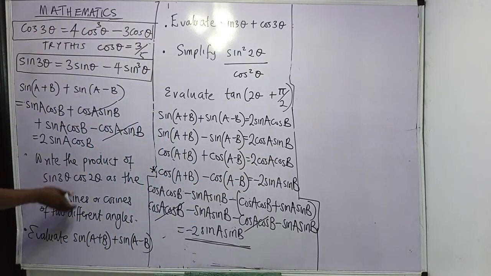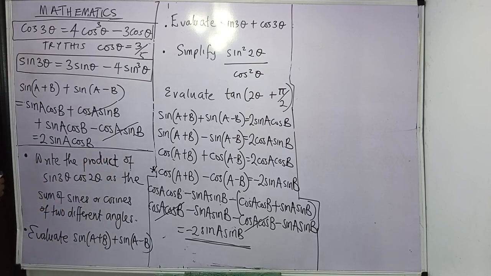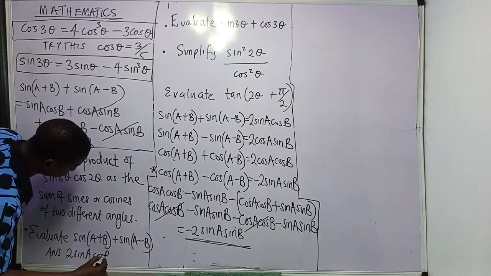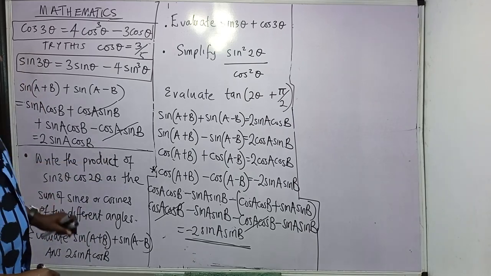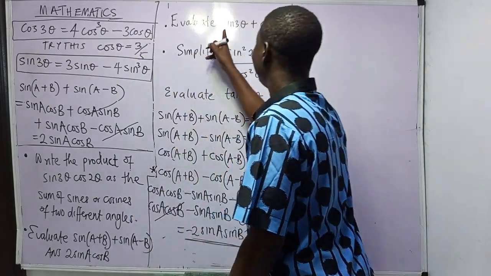Now I want to use it to solve these two questions. This number, write down the product of this product. The product of sine 3 theta cos 2 theta as the sum of sines or cos of two different angles. Then evaluate this one. We have done this one now, so the answer to this one is what? 2 what? Sine A cos B. We have done that. Now let us apply it to this particular one. Now if we want to apply it, what do we have? We apply it to this one now and this particular question.